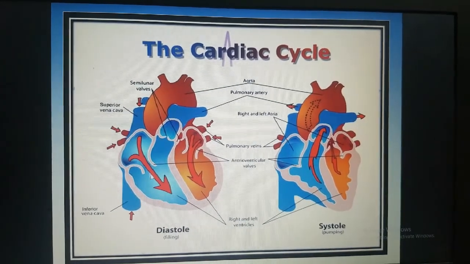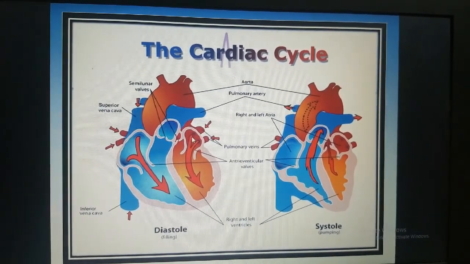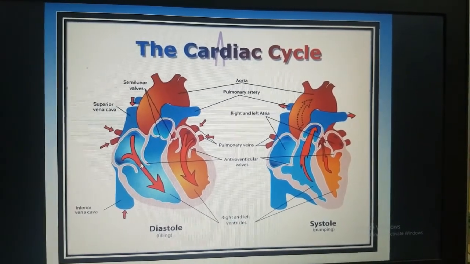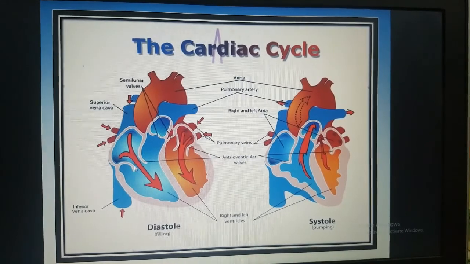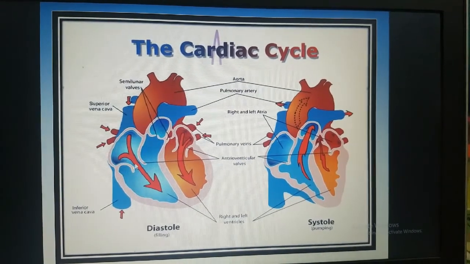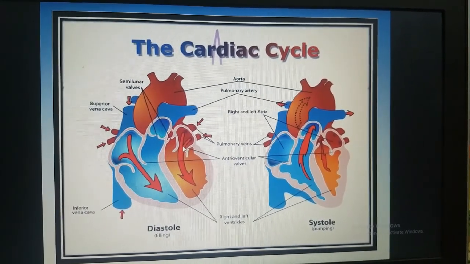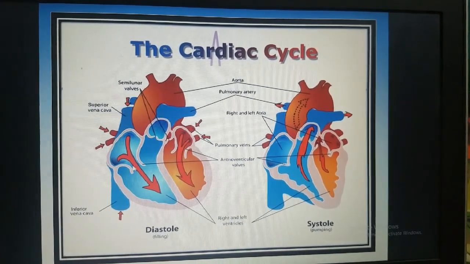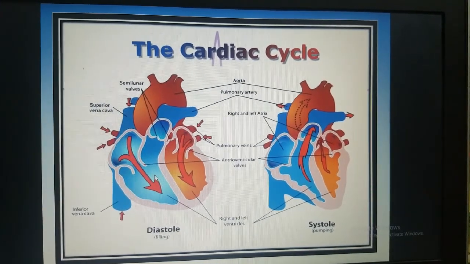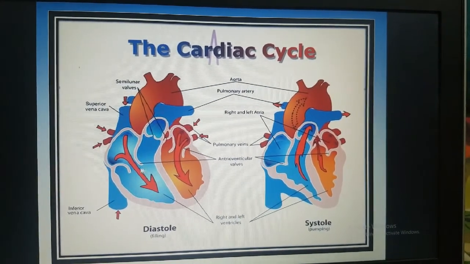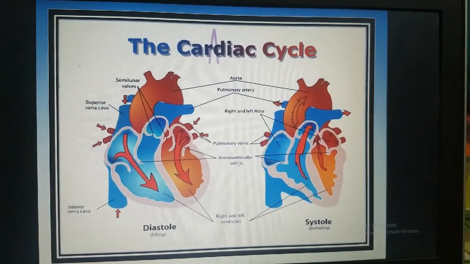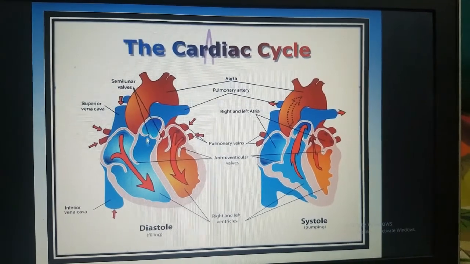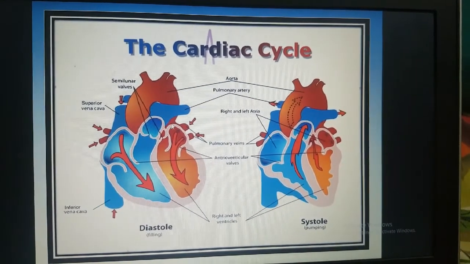This is the right atrium, right ventricle, left atrium, left ventricle. You may see there are valves present. For the right side of the heart, these valves are called tricuspid valves. For the left, we have bicuspid or mitral valves. These two valves, as they are separating atria from ventricles, we call them atrioventricular valves.